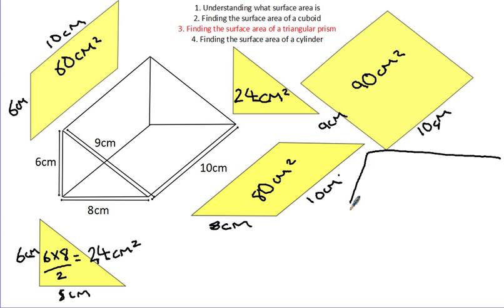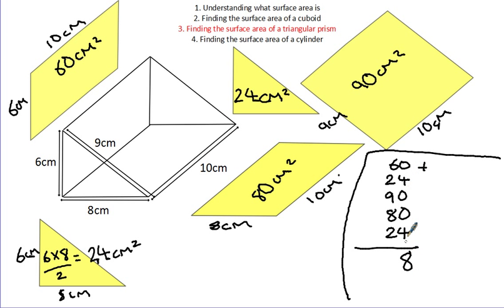So then to find our total surface area, it's going to be 60 plus 24 plus 90 plus 80 plus 24. So it's 5 values, 5 faces. That's 8, 6, 8, 17, 25, 26, 27. Just going to count that again to make sure. 10, 2 and 8 is 10, 19, 20, 27. So that's 278 centimetres squared in total.